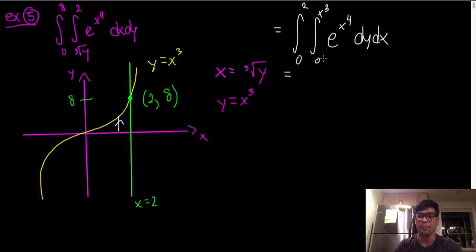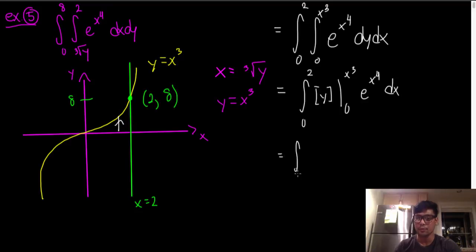We'll go ahead and partially integrate with respect to y. Now this exponential function is going to be held constant since we have a variable x here. So we get the integral from 0 to 2 of y ranged from 0 to x cubed, e to the x to the fourth dx. Plug in our bounds once more. So it looks like we have x cubed e to the x to the fourth dx.